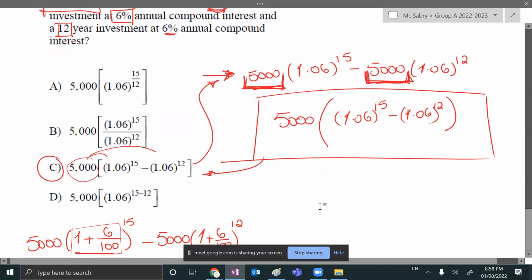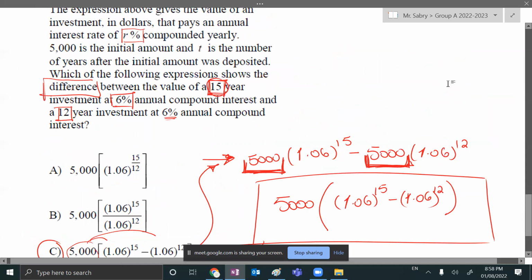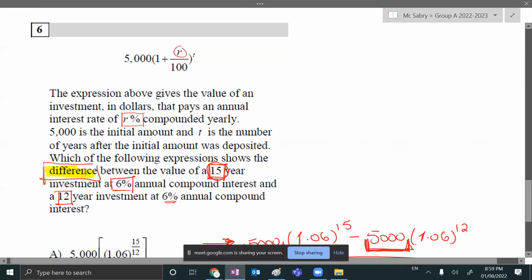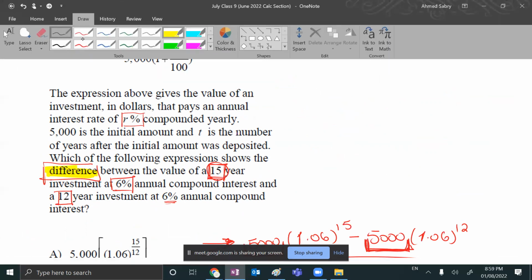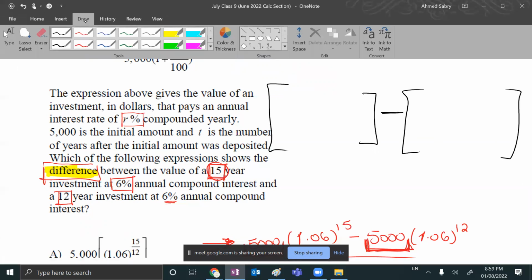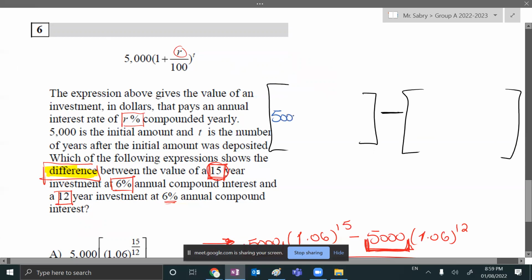Sure, one more time. I just substituted into the expression that they gave me up here. They told me that they needed the difference between two different scenarios. And the word difference means that I'm supposed to subtract two things from each other. Now, the first scenario is that we started with 5,000, just like the formula, and we have a rate of 6%. That's why the R is equal to 6. But then the years in the first scenario was 15 years. The second scenario, though, was that they started with 5,000, and then the rate is still 6, but the power now is just 12 years.